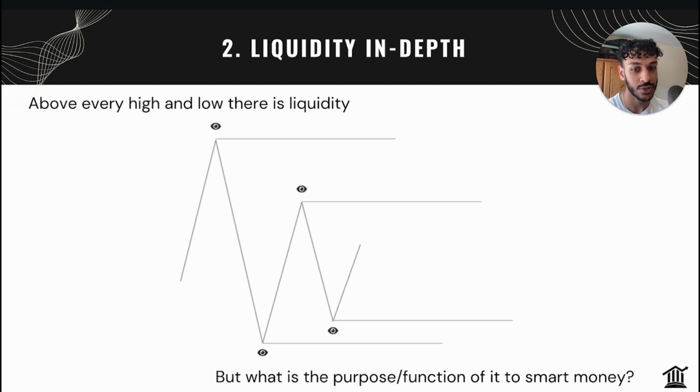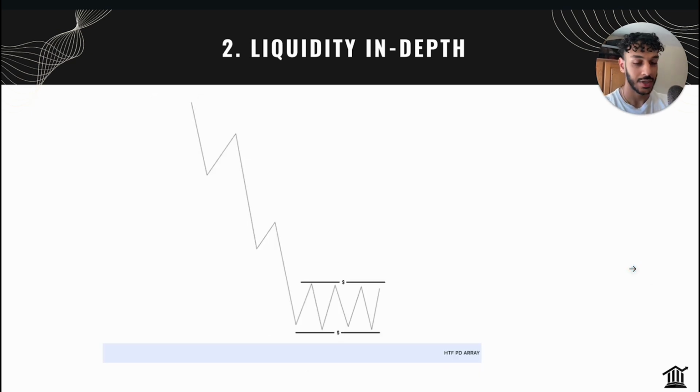Okay, and the big question we want to ask ourselves is, what is the purpose or function of liquidity to smart money? Okay, so let's say we have a higher time frame PD array here, the blue zone, and let's say price was in a sell model, gradually going lower, leaving highs above here, which obviously are areas of liquidity.